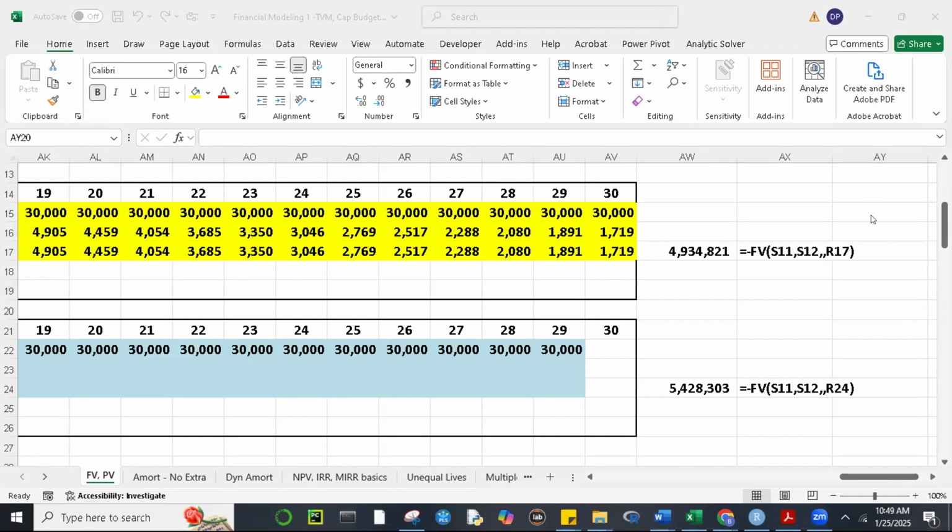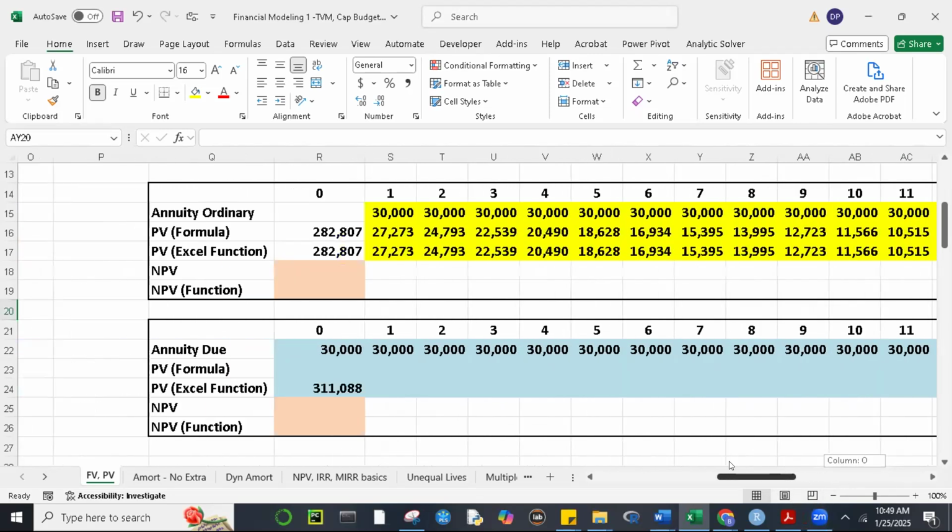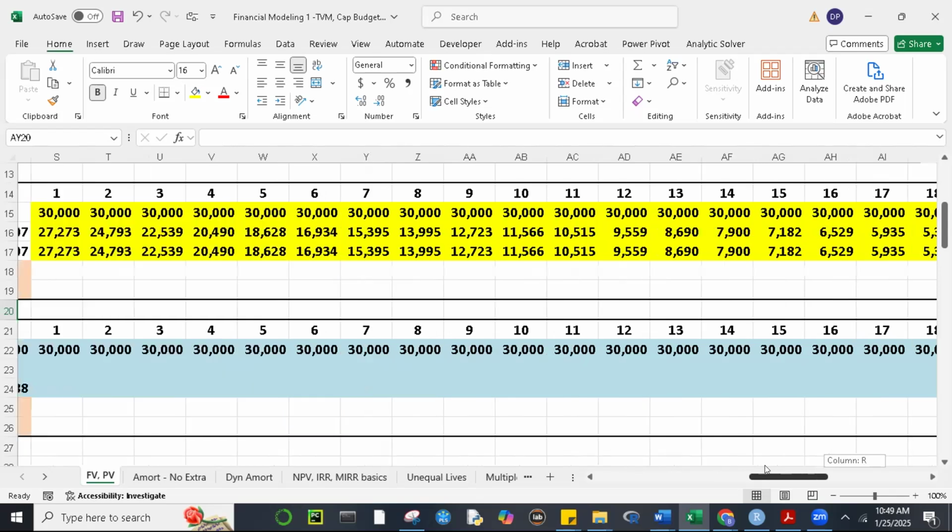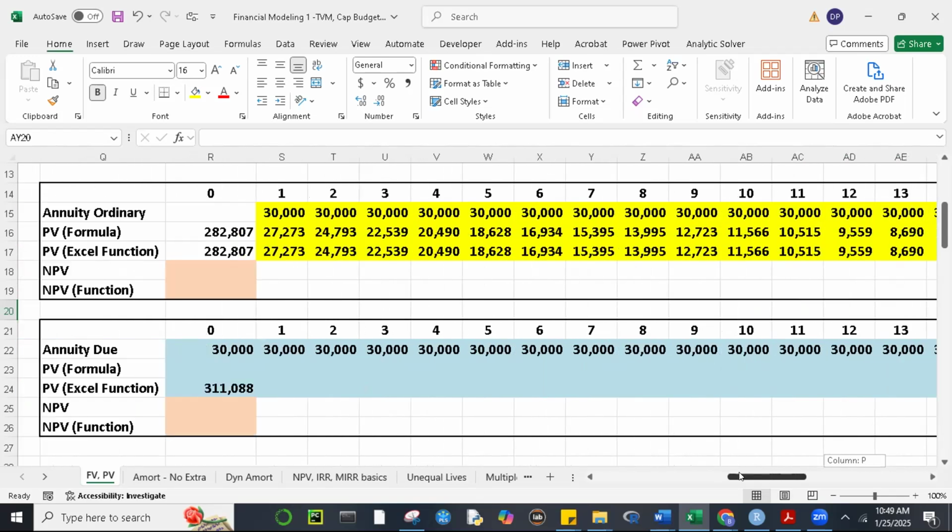Okay, good. All right. So in this exercise, we were able to show that the present value of an annuity due is higher than that of an annuity ordinary. And of course, since its present value is higher, then its future value will also be higher.